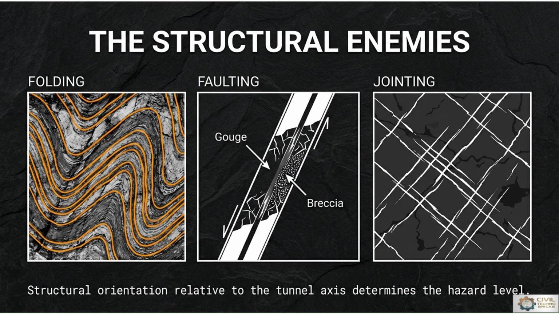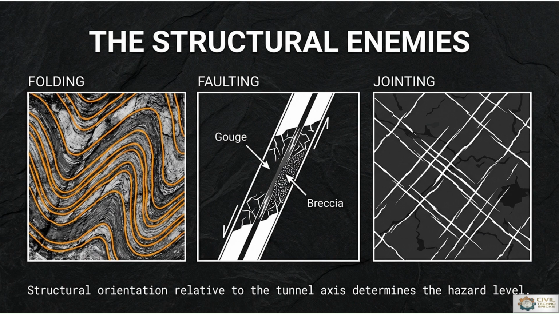For the tunnel alignment consideration, the structural enemies for the selection of tunnel alignment are folding, faulting, and jointing. Structural orientation relative to the tunnel axis determines the hazard level. So the tunnel alignment should avoid major fault zones, weak strata, and highly fractured rock masses. Alignment selection depends on topographical characteristics, geological characteristics, groundwater conditions, and construction feasibility.